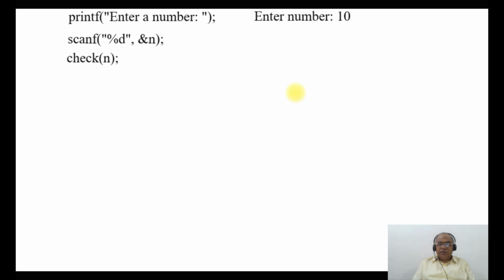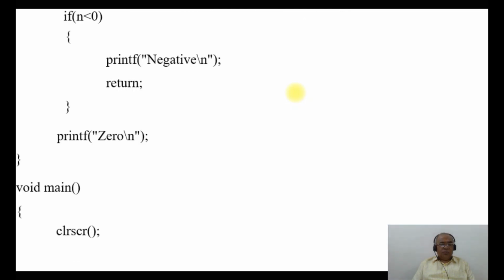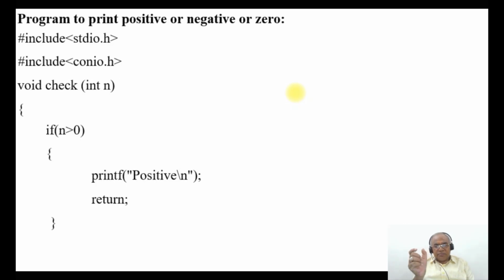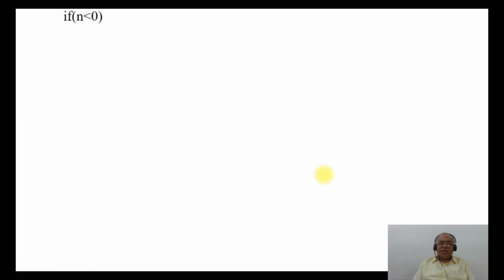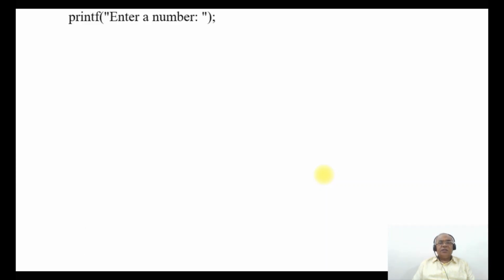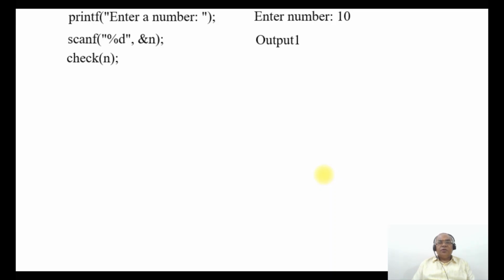user defined function here. Once it does, what is going to be the output? We go to check. Once you enter the number 10, the value of n is 10. Is 10 greater than 0? Yes. So printf positive, and then it returns from the function. It will not check the other conditions. So it goes back and comes to the output, and the output is positive.